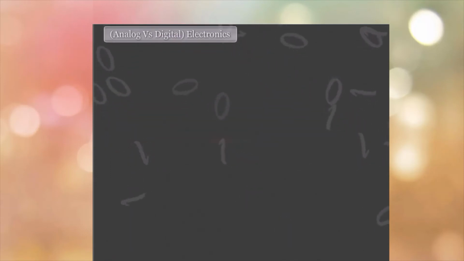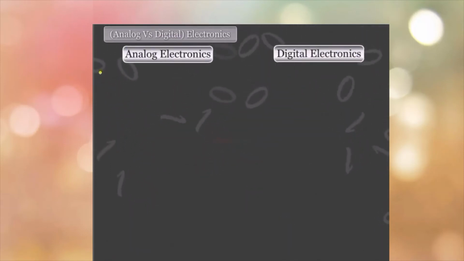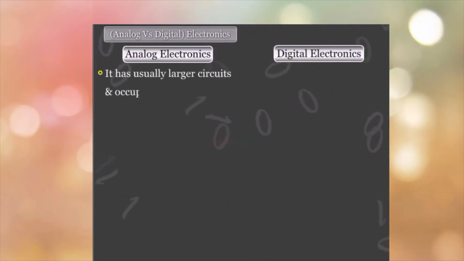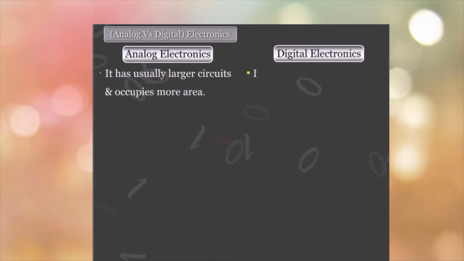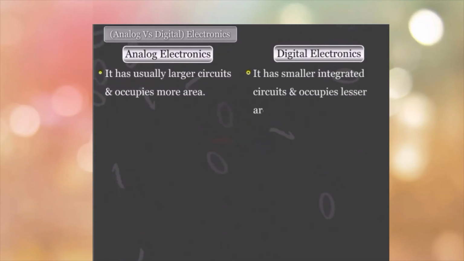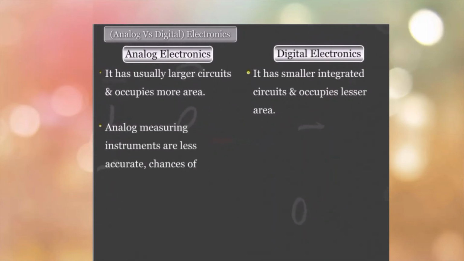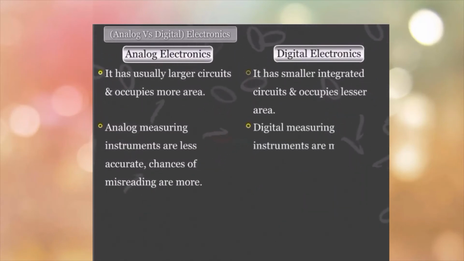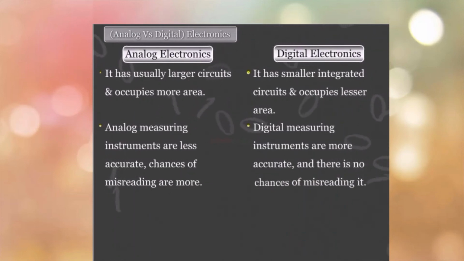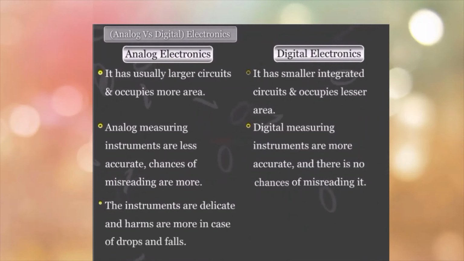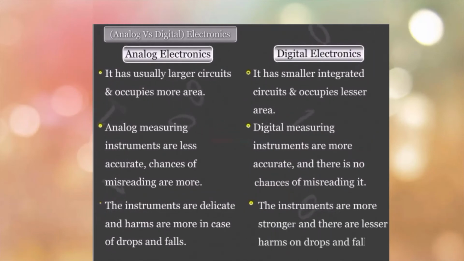Analog versus digital electronics. Analog electronics usually has larger circuits and occupies more area. Digital electronics has smaller integrated circuits and occupies less area. Analog measuring instruments are less accurate, and chances of misreading are higher. Digital measuring instruments are more accurate and there is no chance of misreading. Analog instruments are delicate and suffer more harm in case of drops and falls. Digital instruments are stronger and there is less harm on drops and falls.